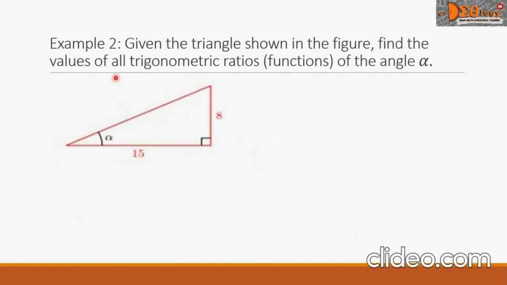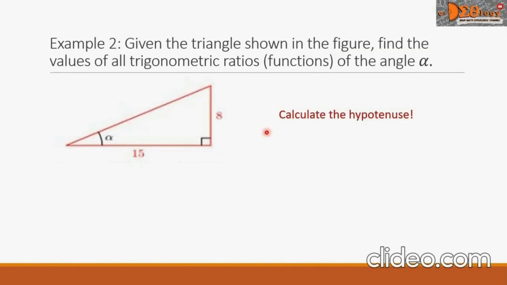Let us have example 2. Given the triangle shown in the figure, find the values of all trigonometric ratios or functions of the angle alpha. The angle alpha is here. We have the length of two sides, 15 and 8. The length of one side is missing. That side is the opposite of the right angle, and that is the hypotenuse.